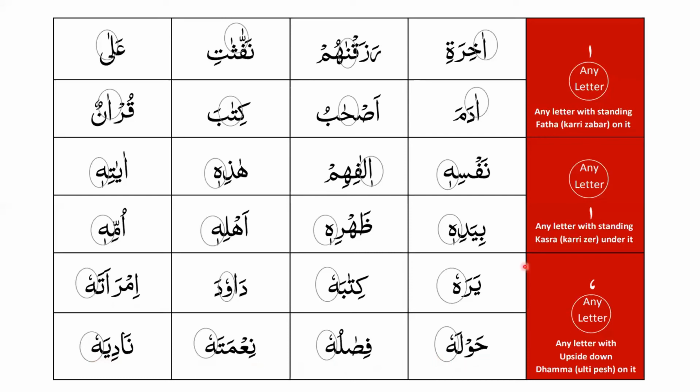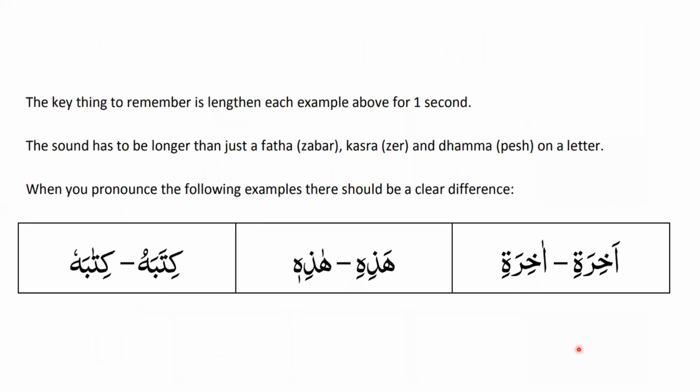So with all these examples, we were lengthening for 1 second in each one. Whether it's a standing fatha or standing kasra or upside down dhamma, any letter with these signs, we lengthen for 1 second. So the key thing to remember in this lesson is to lengthen each example for 1 second. The sound has to be longer than just a normal fatha, a kasra, and a dhamma on a letter. So we have to see a clear difference. When you pronounce the following examples, there should be a clear difference. Let us look at the examples.